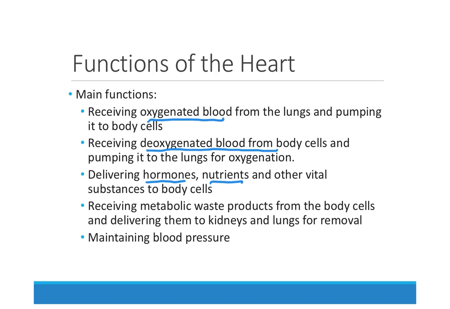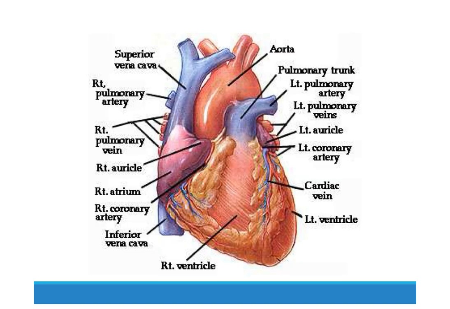The blood is also picking up various metabolic waste products, and so then the heart is pushing that blood to the kidneys or to the lungs for the removal of those waste products. And then finally, the heart is responsible in many ways for maintaining the proper blood pressure that's necessary inside your arteries and veins. This is a view of the external structure of the heart.